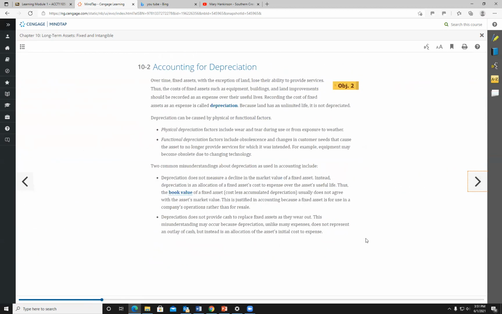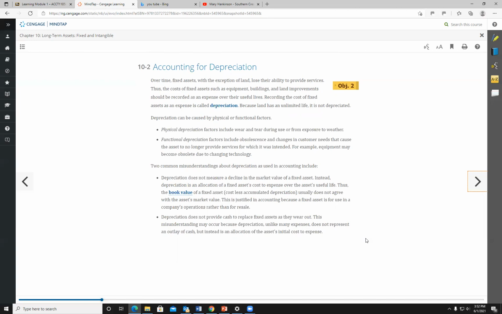All right, now we're going to talk about depreciation and the accounting for depreciation. So what is depreciation? Over time, fixed assets, with the exception of land, lose their value. They lose their ability to provide services. Thus, the cost of fixed assets, such as equipment and buildings, should be recorded as an expense over their useful lives. Recording the cost of fixed assets as an expense is called depreciation.